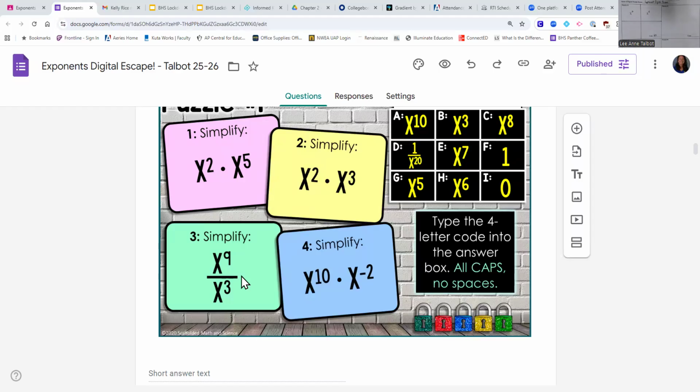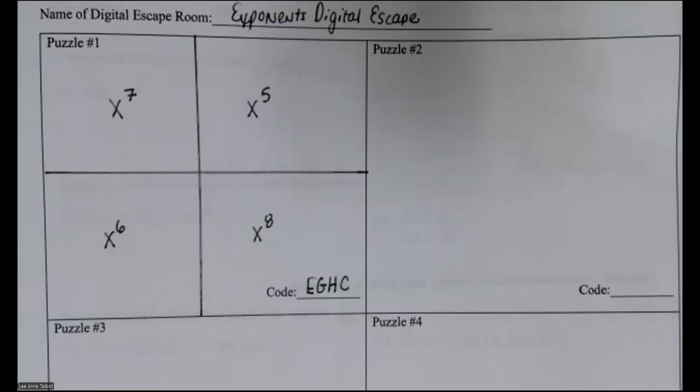Okay, and then number 3 is division, so you subtract. So 9 minus 3 is 6, so X to the 6th, which is H. And then number 4 is back to multiply, so you add 10 plus -2 is 8, which is C. E, G, H, C, guys? Does it work? It does? I don't know. Mine doesn't work like that. I just scroll because I got the teacher one.